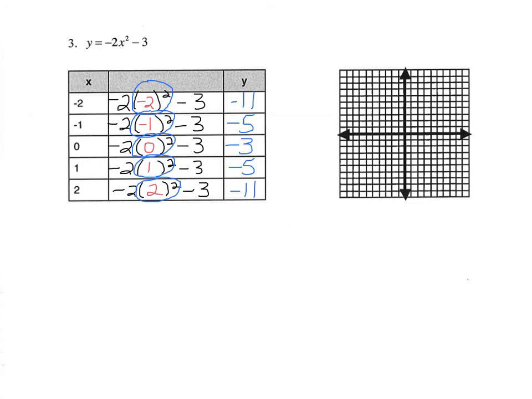Let's decide which way this parabola is going to open. In this case, my a value is -2. Since my a value is -2, that tells me that this parabola opens downward. So when I plot these points, I hope to get a parabola that opens downward. Let's try to plot these points. -2, -11. Go to the left 2 and then go down 11, which is off the graph.